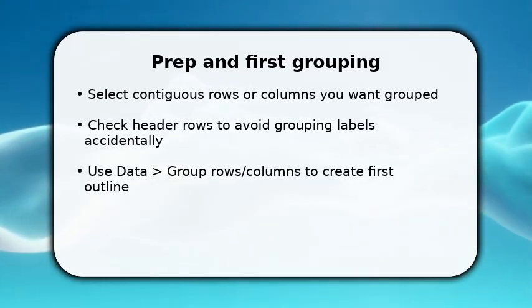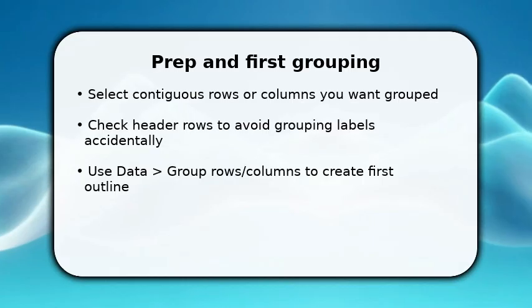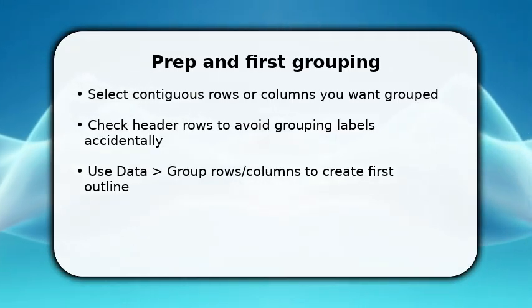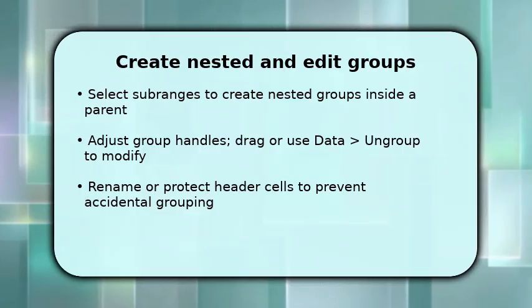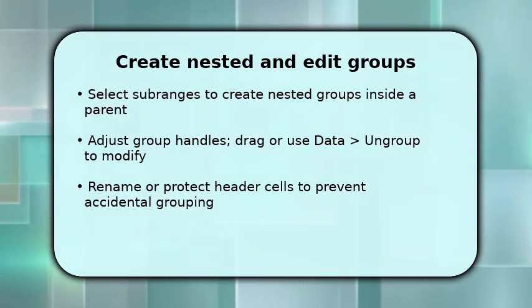Make sure to keep selection precise, since grouping includes everything in the range. If needed, undo and refine the selection before proceeding to nested groups. Once the first group is in place, select a subrange to make nested groups inside the parent. This reduces visible clutter and lets you collapse at multiple levels.